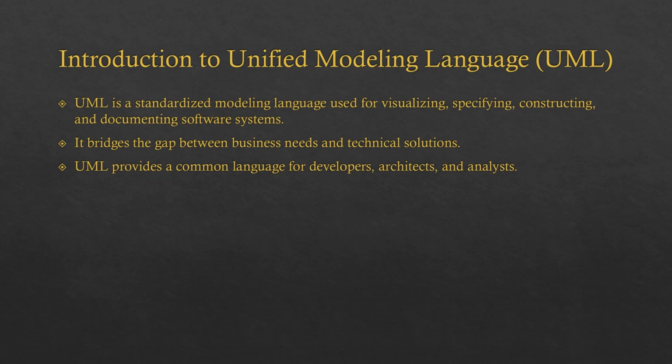UML or Unified Modeling Language is a standardized modeling language used to visualize, specify, construct, and document software systems. It serves as a bridge between technical teams and stakeholders, providing a common ground for communicating complex system designs. UML helps document both static and dynamic aspects of a system, ensuring that the design process is understood by everyone involved.